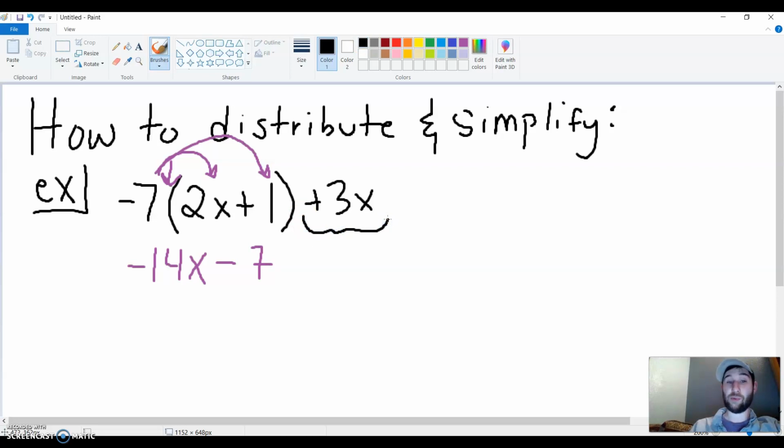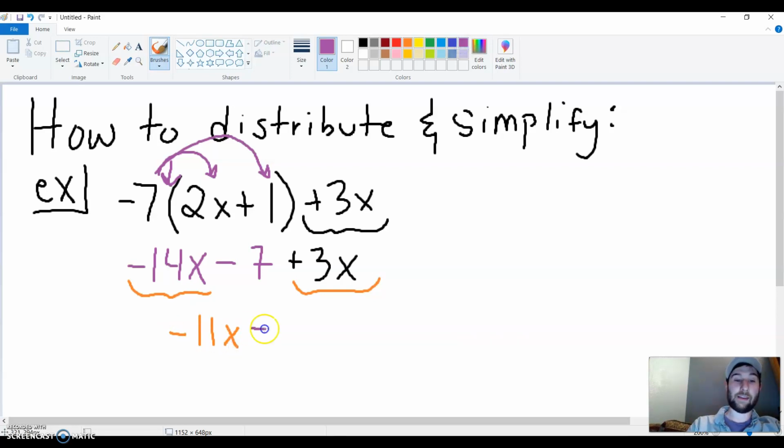So the thing that hasn't changed here is that +3. That is not in the parentheses. It does not get multiplied. And so we just bring it down, and now we worry about combining our like terms. Here we know our like terms because both of the -14x and the +3x have an x. And so -14 plus 3, it turns into -11x. And then there is still that handy-dandy -7 hanging out.